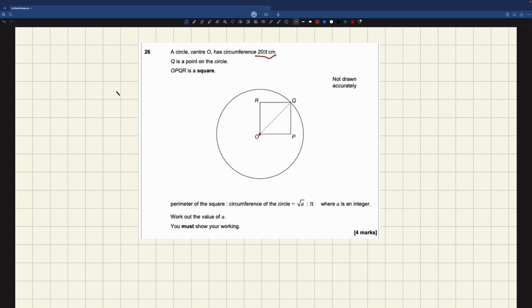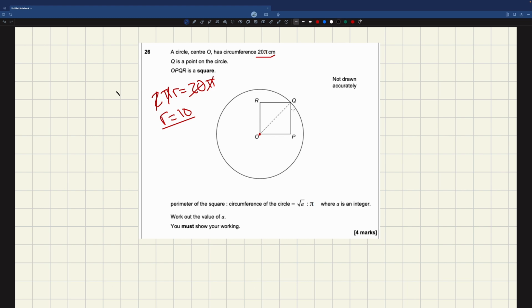Now this is very significant. The moment we're given something, we have to think about why it's given. So circumference of 20 pi. Now what's the formula for the circumference? 2 pi r. So 2 pi r is equal to 20 pi. Nice. So we can just cancel that, cancel that, cancel that, and we get that r is equal to 10. Boom. That's our first great discovery.